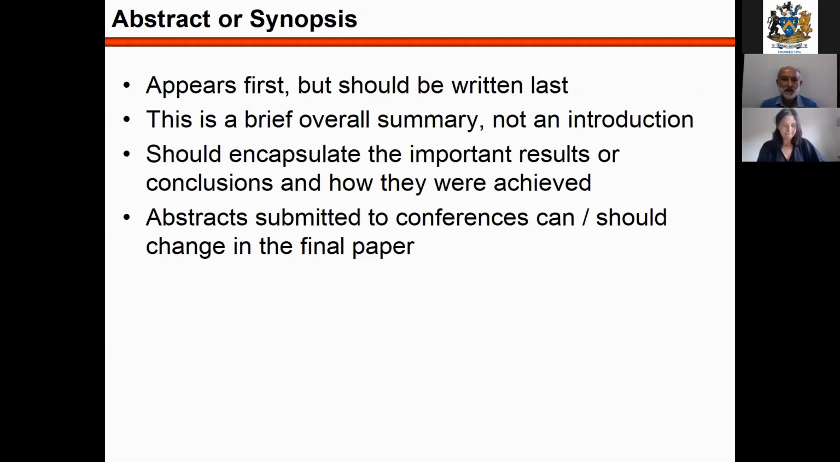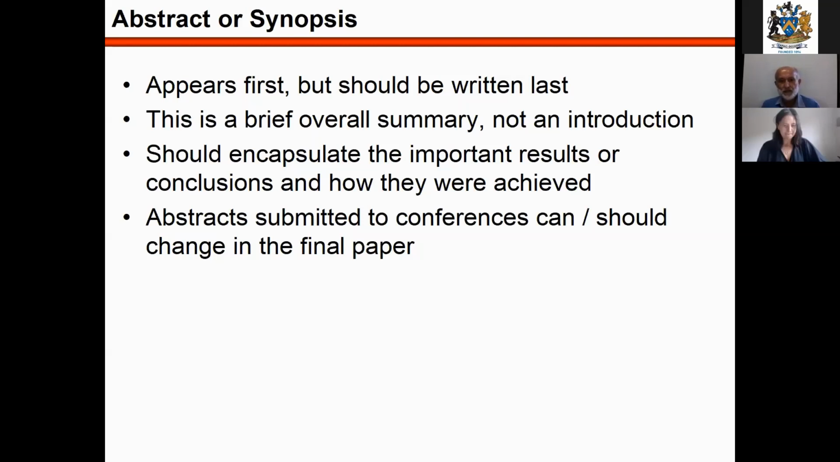The next item that appears on the paper is the abstract or synopsis. And this appears first, but probably should be written last, after you have written everything else in your paper, because it is really intended to be a brief overall summary of all of the findings. It's not an introduction to the paper. It should encapsulate the important results or conclusions and how they were achieved.